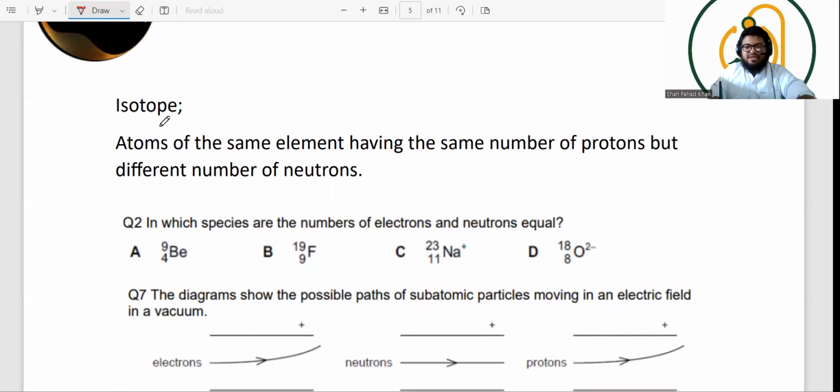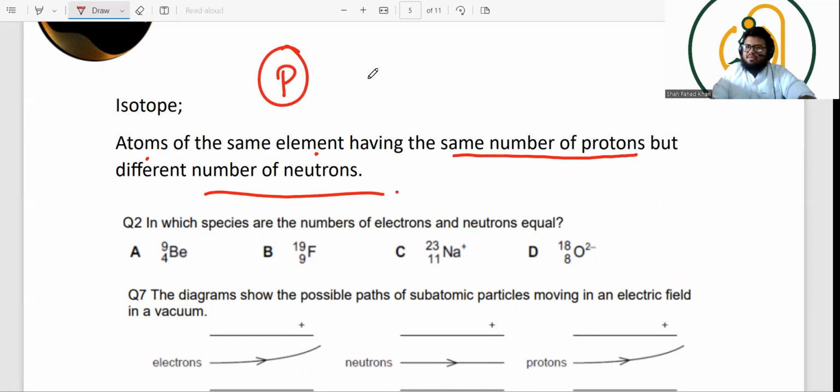Another term that you need to know is an isotope. An isotope is actually an atom of the same element having an equal number of protons but a different number of neutrons. Meaning the proton number for both of them is going to be the same, but it's the mass number that's going to be different. So they will have a different mass. Okay, so yep, this completes the discussion.